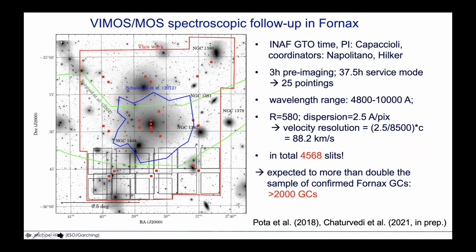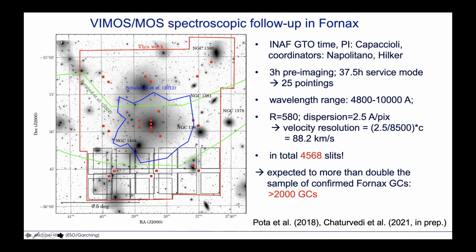Okay, so that's why we set up a while ago, 5-6 years ago, a VIMOS spectroscopic follow-up survey on Fornax. This was on GTO time, to cover all this central region where you see these galaxy interactions, where you see these substructures.